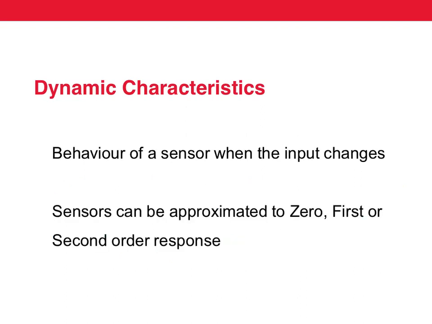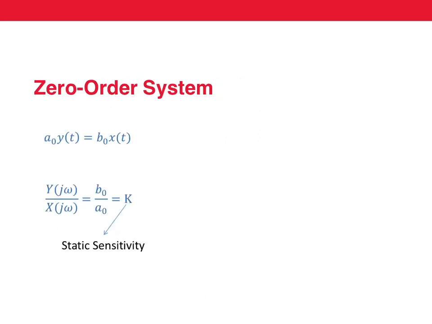However, what we do is we approximate the dynamic characteristics of our sensors. And most sensors can be approximated to zero order, first order, or second order responses. And we'll see what that means. Let's look at a zero order response.